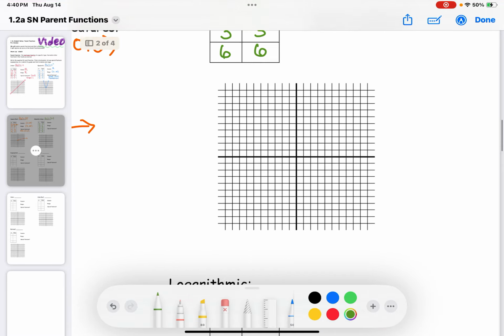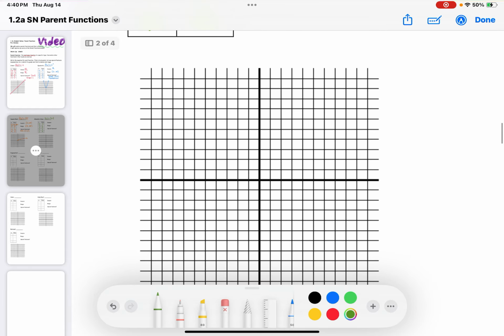So in terms of graphing this, the absolute value of 0 is 0. Anything on the right: the absolute value of 1 is 1, the absolute value of 2 is 2.